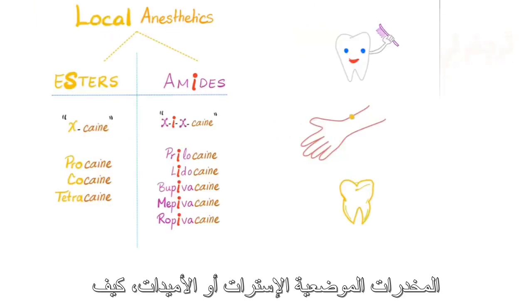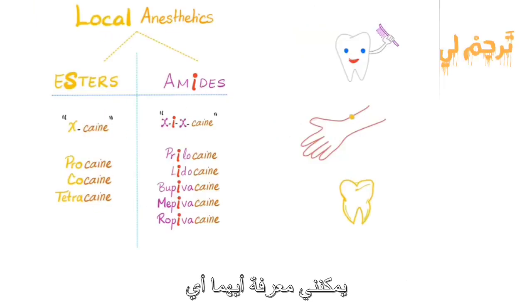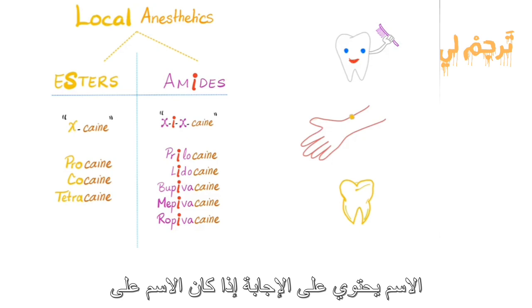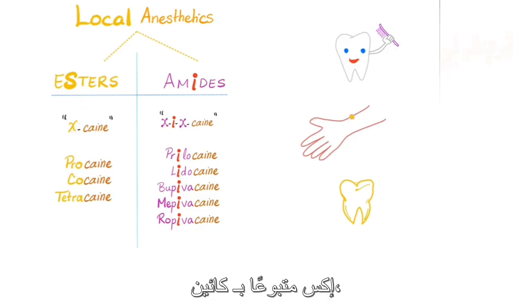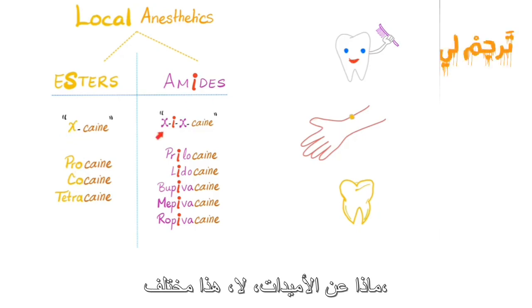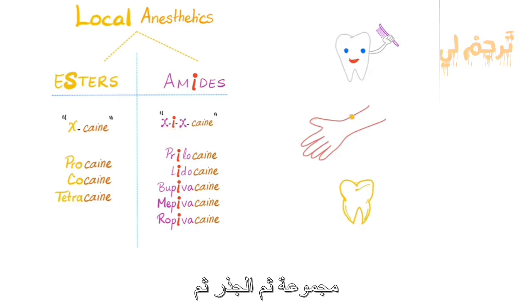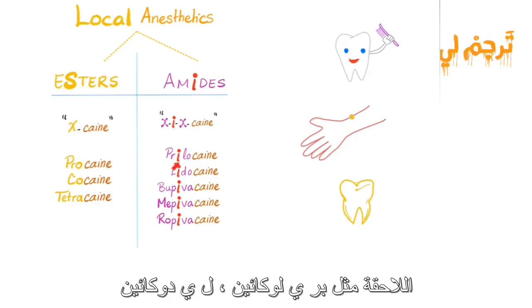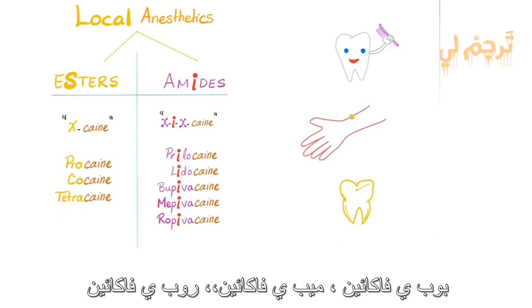Local anesthetics, esters or amides. How do I tell which is which? The name has the answer. If the name goes like this, a prefix followed by "caine," such as procaine, cocaine, tetracaine, it's an ester. How about the amides? No, this is different. This is the prefix, then a combination, then the root, and then the suffix, such as prilocaine, lidocaine, bupivacaine, mepivacaine, ropivacaine.